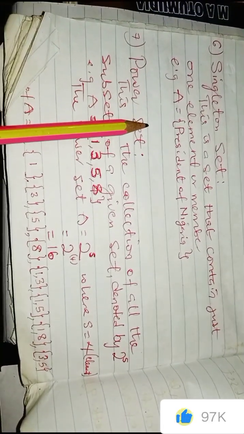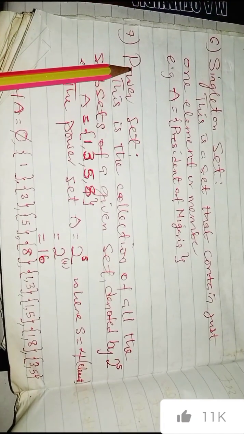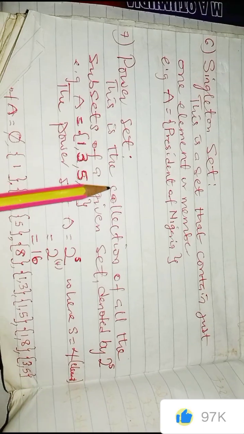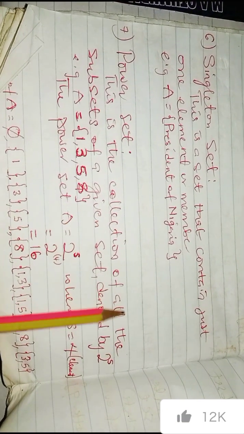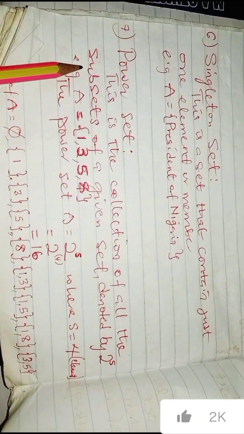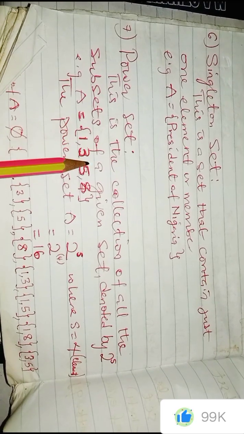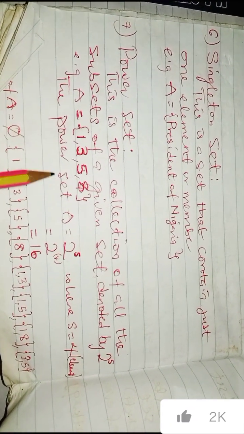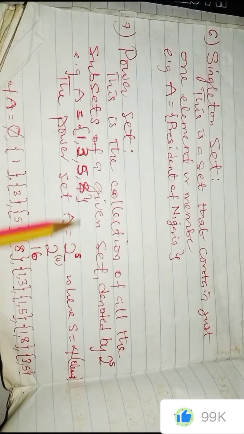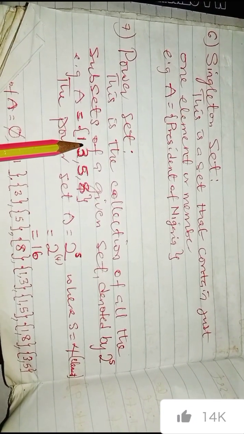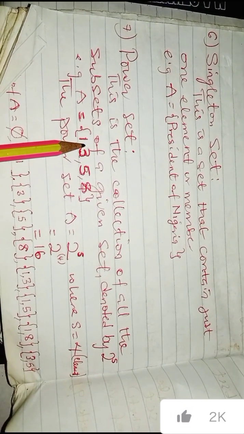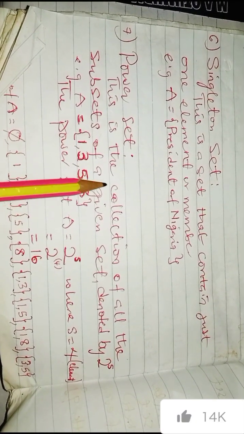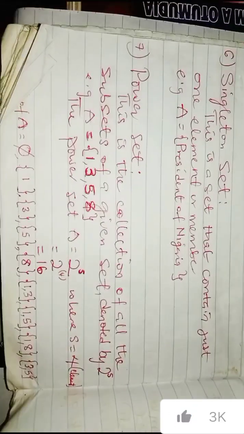Then we have another set called the power set. What is a power set? This is the collection of all the subsets of a given set, denoted by 2 raised to the power of the set, S. The example is A equals {1, 2, 3, 4}, the elements in this set. So what you do, you say power set of A equals 2 raised to the power of, you count all the values inside. Let's count: 1, 2, 3, 4. That is 2 raised to power 4.